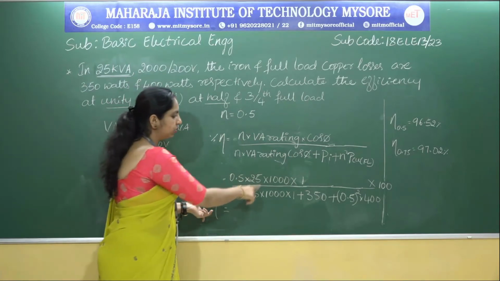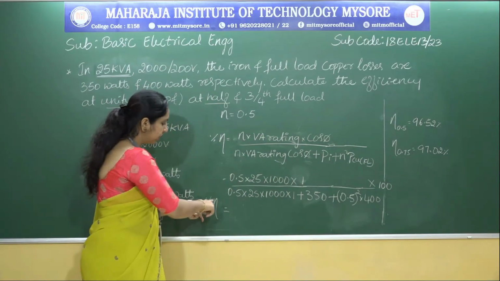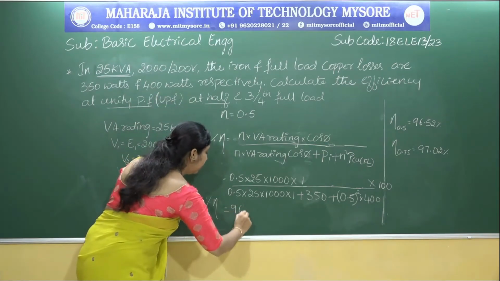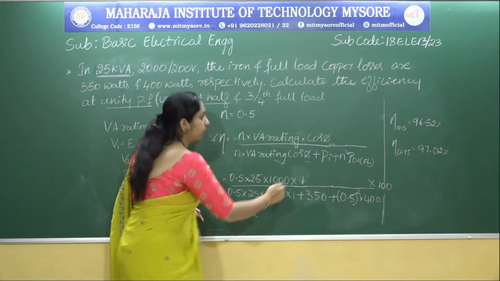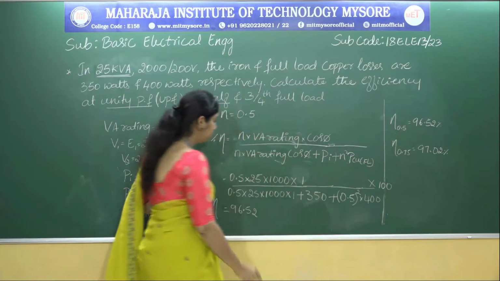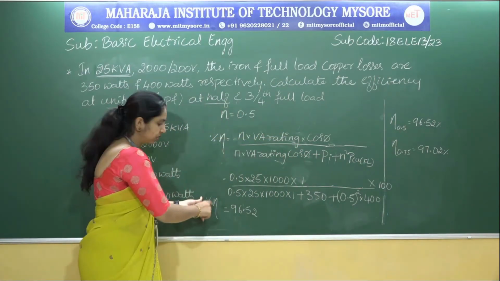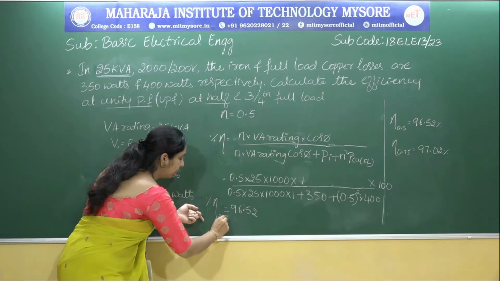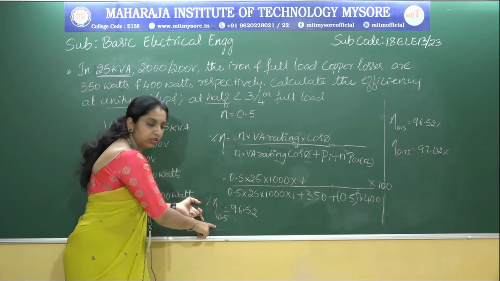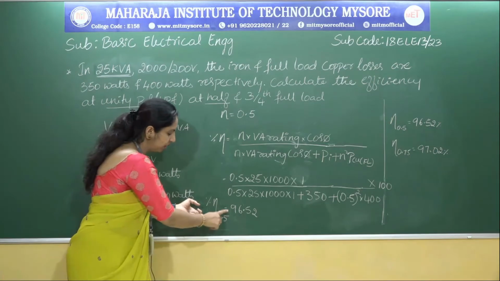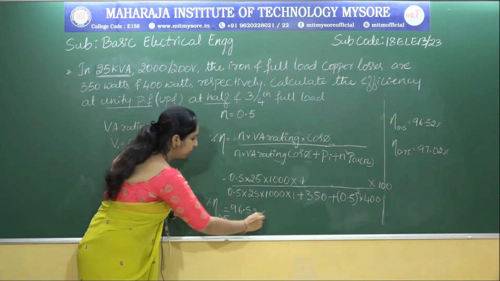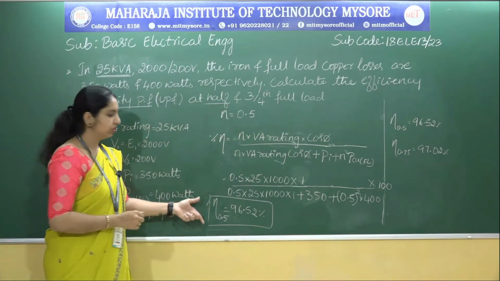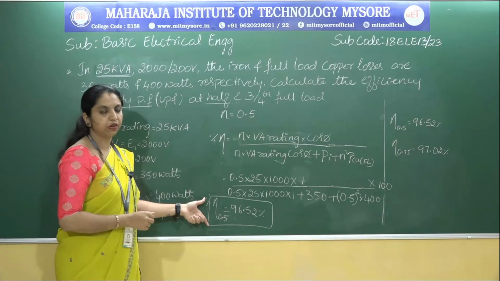Multiply this value by 100, so we can express efficiency in terms of percentage. So we would be getting 96.52, as I have already written here. This is the efficiency for half load. So here we can write efficiency at 0.5, that is half load, is equal to 96.52%, right? So this is how we calculate the efficiency for half load.